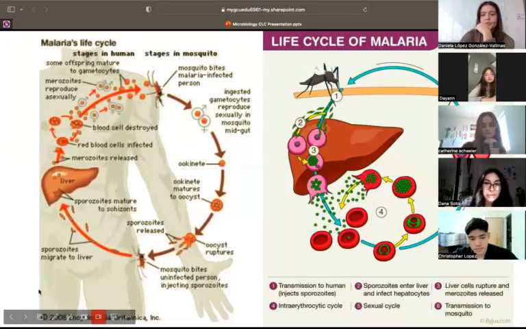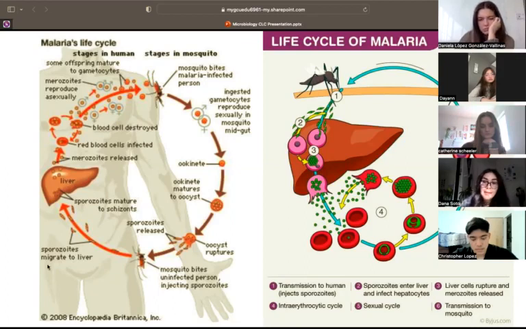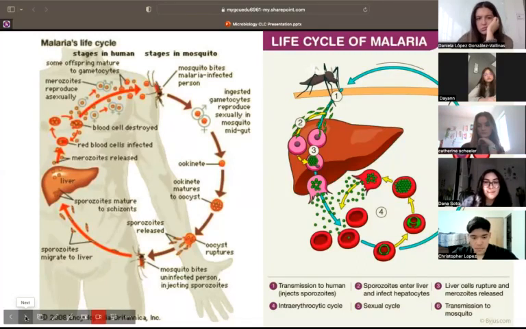And then here it just shows the transmission to the human, and then the sporozoites entering the liver and infecting the hepatocytes, and then the liver cells go ahead and rupture, and then the merozoites are released. And then from there, the intra-erythrocytic cycle starts, and then the sexual cycle, and then that starts all over again to the transmission of another mosquito. So it really just affects your blood cells, and it's a vicious cycle because it goes from mosquito to human and then human to mosquito, and it's just a really long cycle.